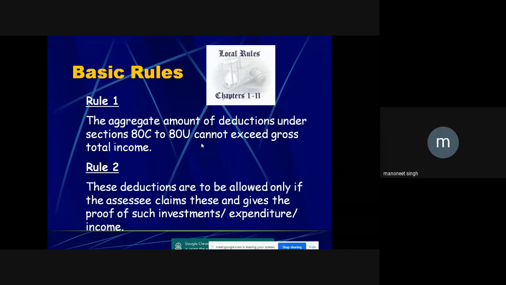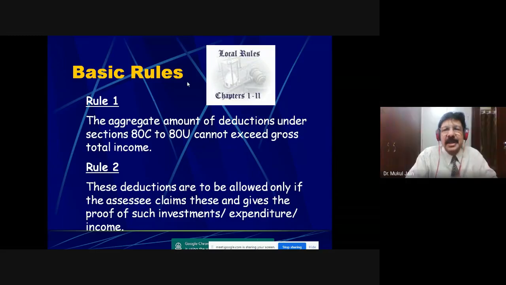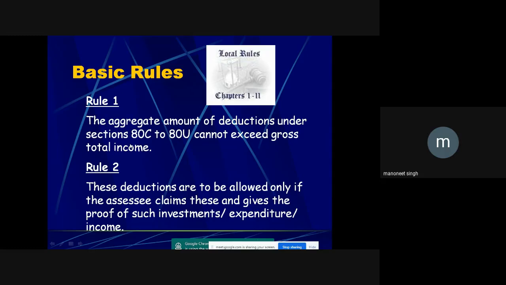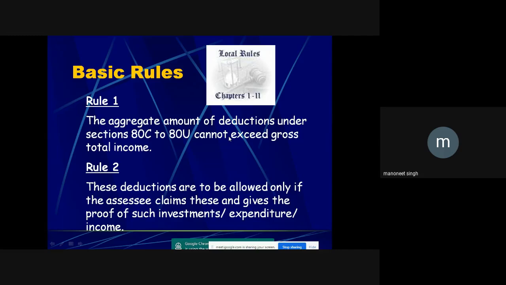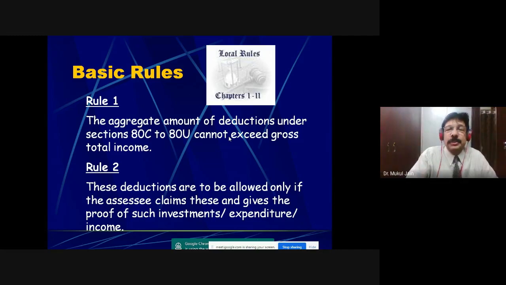We are saying that the aggregate amount of deductions under 80C to 80U. I told you the example. Suppose a person's income is 5 lakh rupees in 1 year. Now this person has invested 6 lakh rupees in various deductions. So the income tax department will raise eyebrows. Why? Because the investment is more than his income. So from where did this extra 1 lakh rupees come to him?